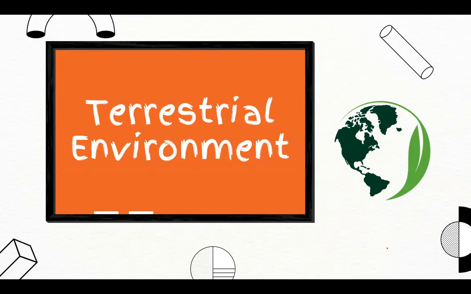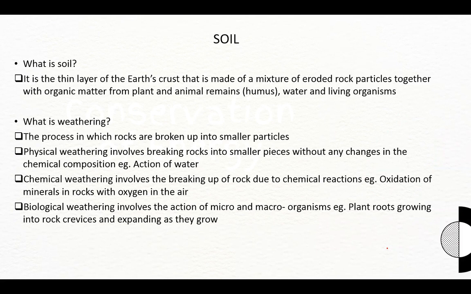So the next topic that we have is terrestrial environments. So the first thing with terrestrial environments, we have to know about soil. So what is soil? Soil is a thin layer of the Earth's crust that is made of a mixture of eroded rock particles together with any organic matter. So organic matter is from plants or animals, which is the humus.